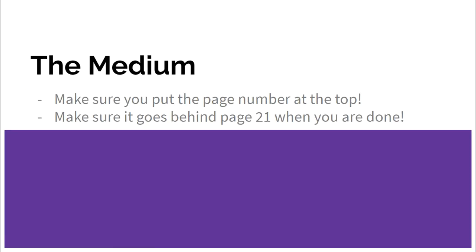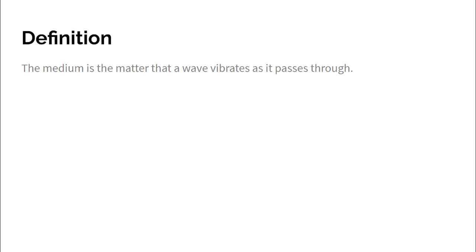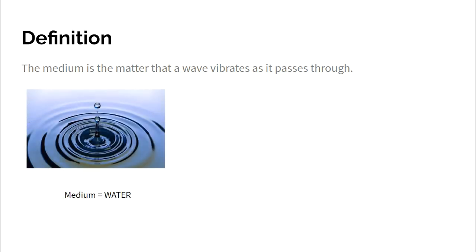Anyways, today we're going to be talking about the medium. Now, the definition of medium is whatever the wave is vibrating as it passes through. So the medium is what is getting vibrated by the wave. For example, when you drop something into the water and you make waves in water, the wave is going through the water. The medium is the water.